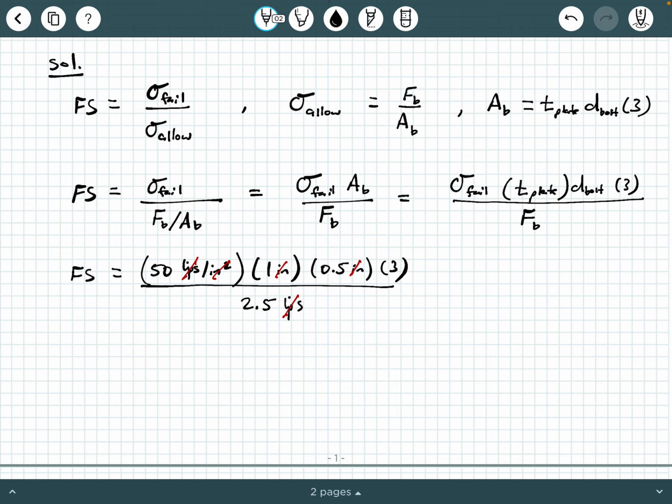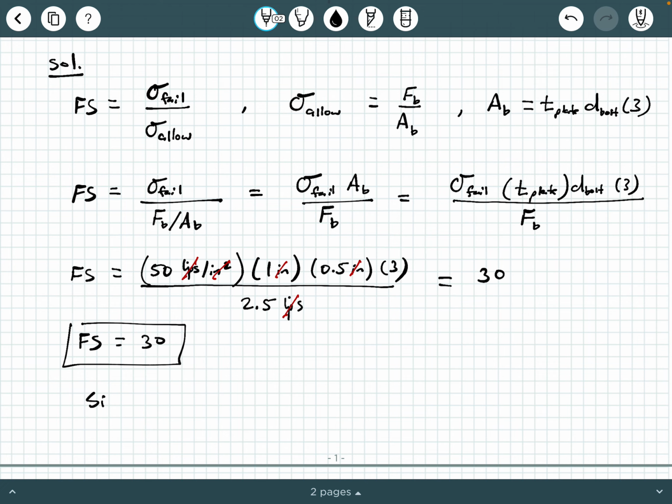And so you finally get a value of what? Let's punch this in together. We have 50 times 0.5 times 1, of course, times 3 divided by 2.5. So we get a huge factor of safety of 30. So in this very simple example, is this bolted connection going to be in danger of failing in bearing? No way, okay, no way.